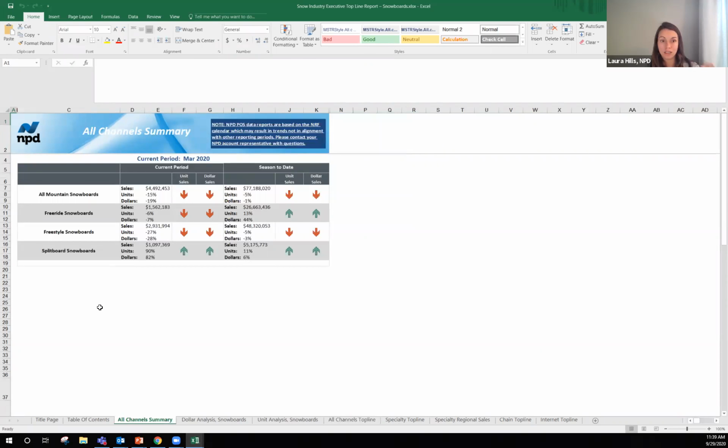Because this is the last month of the season, we see the current period and then also the season to date. So March sales, unit sales versus March 2019. You can see where the unit sales are down, and you can see the unit sales and dollar sales are both up for split boards. So no surprise, because this is the month of March.